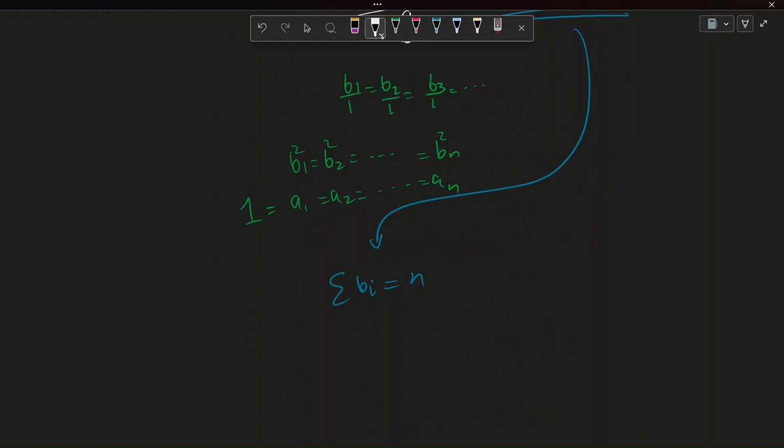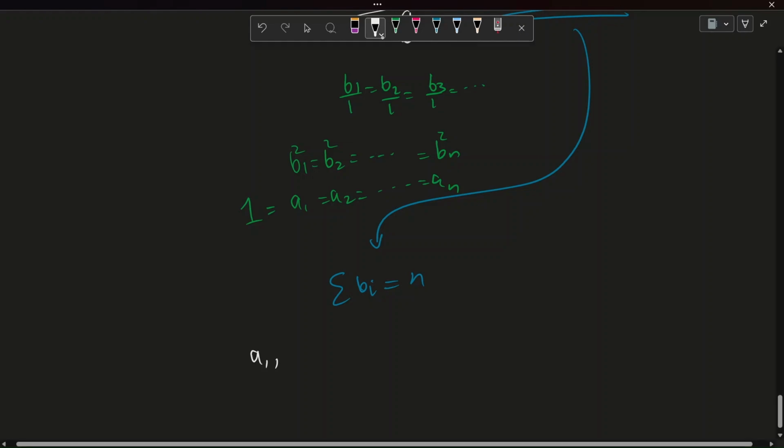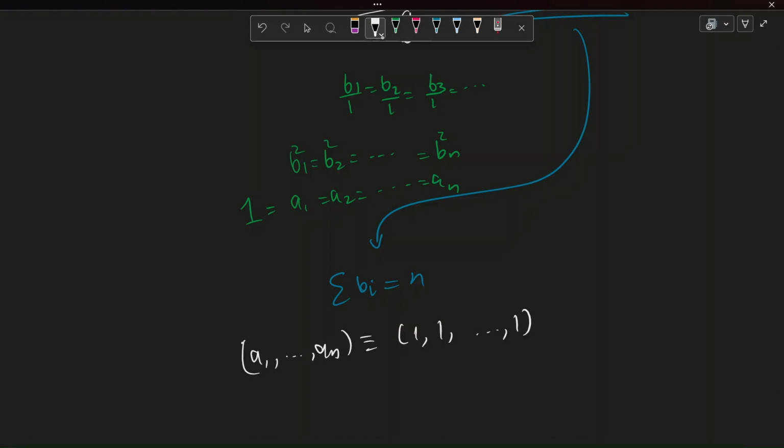So we were asked to find a1, a2, up to an. So this set a1 to an is basically equivalent to 1, 1, 1. We showed that all of them are equal to 1. All right, this was the solution.